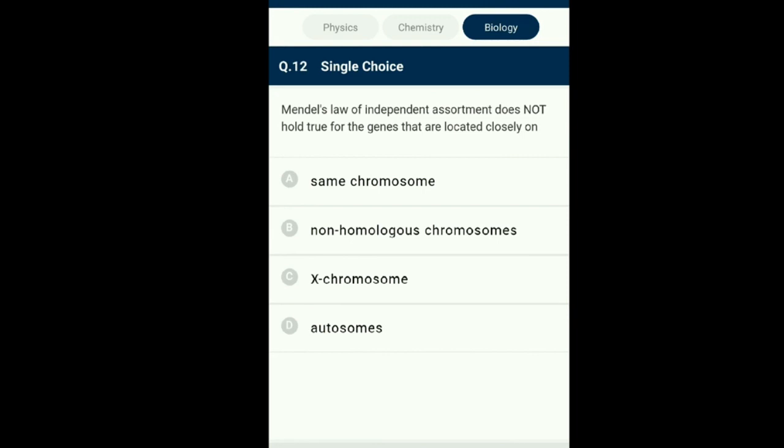law of independent assortment, which states that the alleles of two or more different genes get sorted into gametes independently of one another. In other words, the allele a gamete receives for one gene does not influence the allele received from another gene. So the answer for this question is option A, same chromosome.